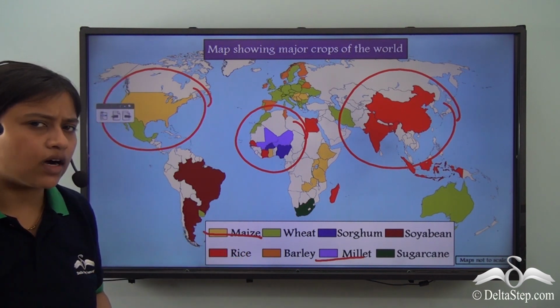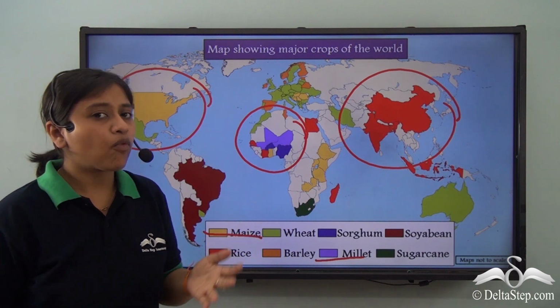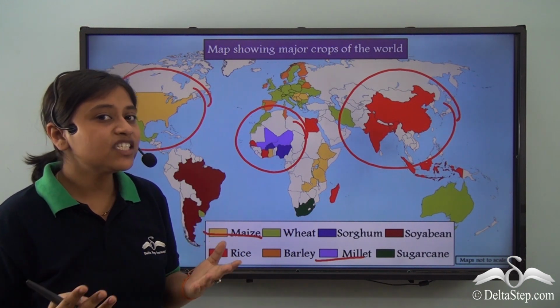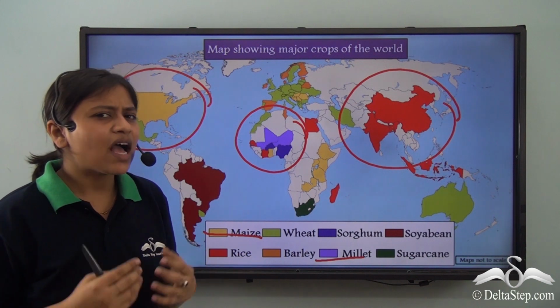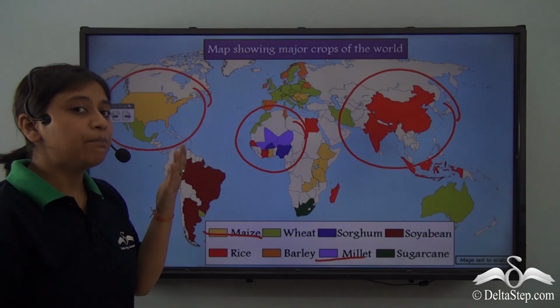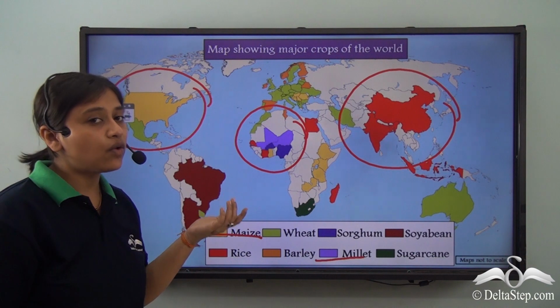Now today we have learned what is a food crop, what is a cash crop, what is the difference between the two, what is an agro-based industry, and the major crops of the world on the world map.